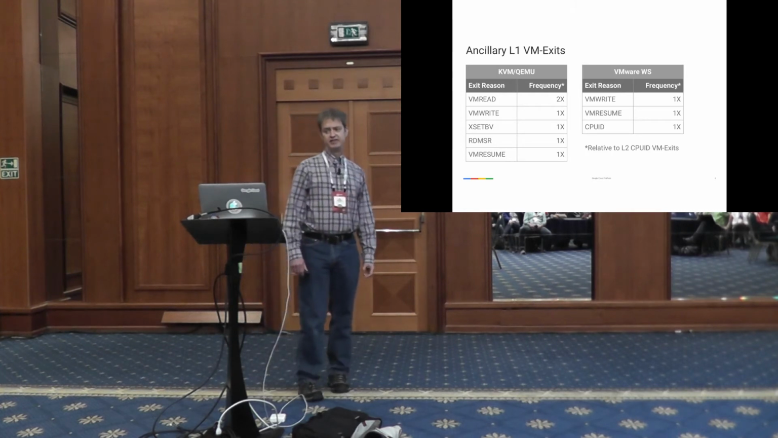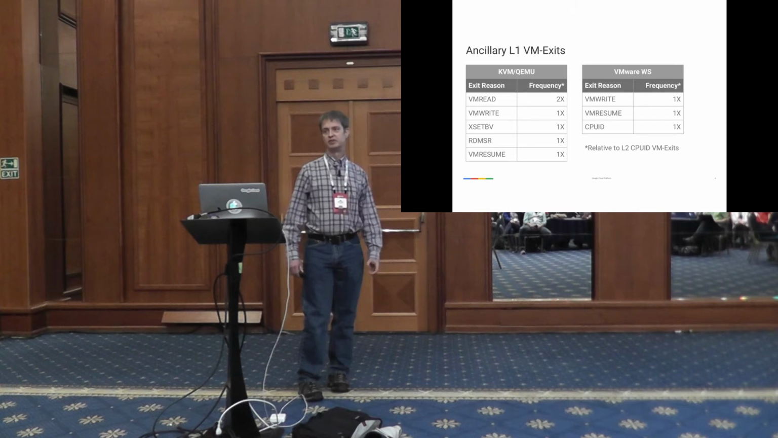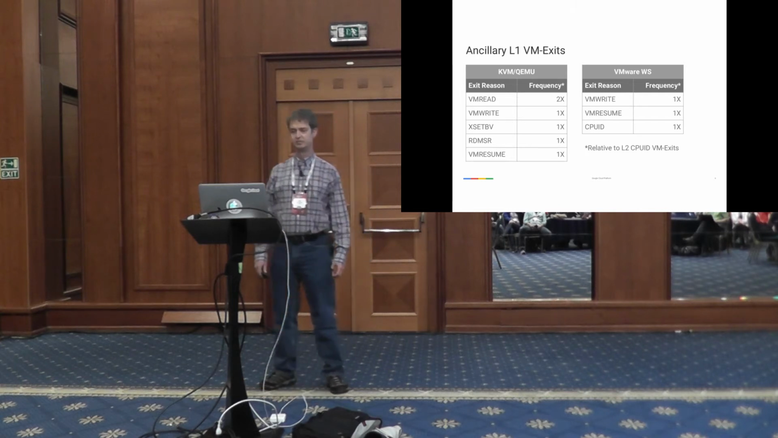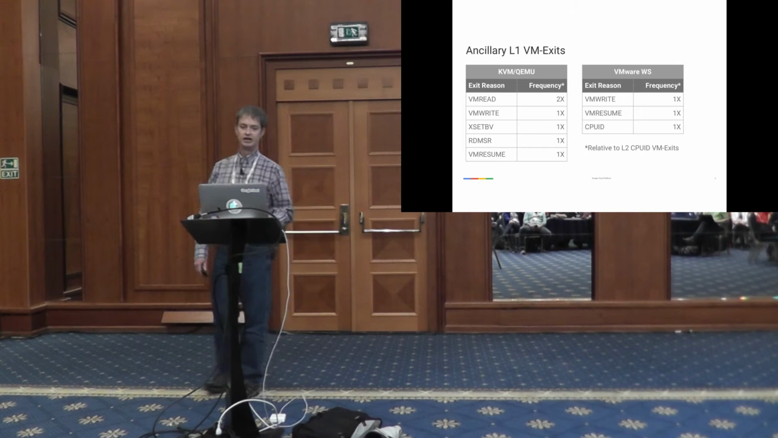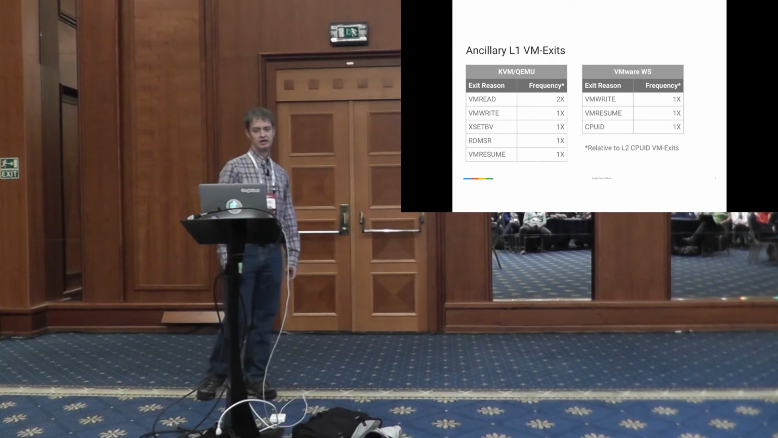The xsetBV exit, I think might be a leftover from the days when eager FPU could be false. I'm not sure, I haven't really looked into it in detail, but this is setting up XCR0 for the L2 guest, and it seems like that context ought to be L2's context as long as you're in the vCPU run loop within L1.